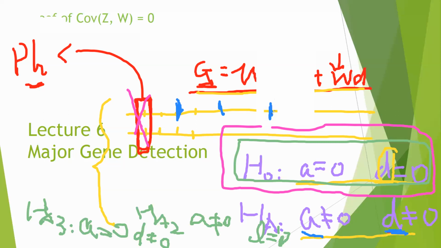So by doing GWAS, you hope to identify those multiple loci that are jointly contributing to your phenotype. Does that make sense?